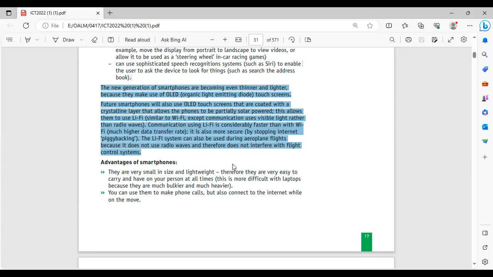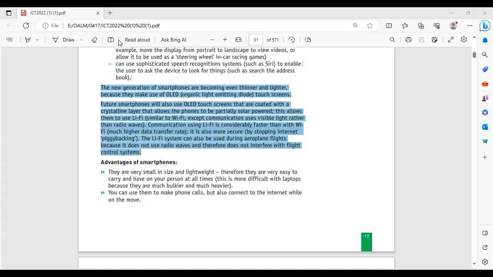Sir, OLED is an organic light emitting diode, and the new generation of smartphones are becoming thinner and lighter. So they use OLED touchscreens, and future smartphones will also use these touchscreens that are coated with a crystalline layer that allows the phone to be partially solar powered.